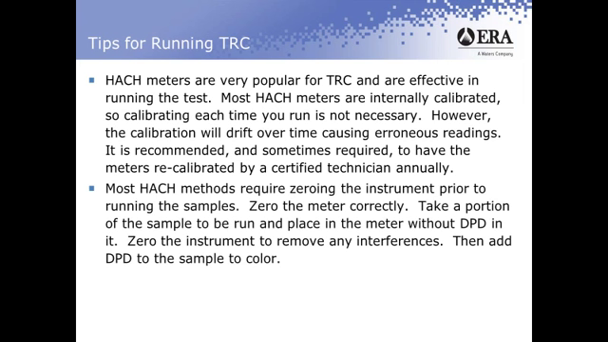So most Hach methods that go along with the meters require zeroing the instrument prior to running the samples. I want to take a minute to let you know how to zero that meter correctly. The best way is to dilute up your sample, take a portion of the sample that you want to run, and place that in the meter without putting the DPD in it first. Then the meter will record any interferences that it sees, and you can zero those out. Then add the DPD, wait the allotted time to allow the sample to color, and run it again.